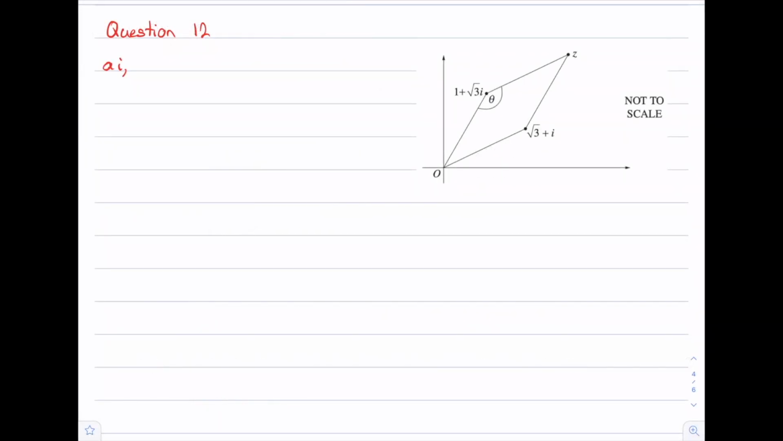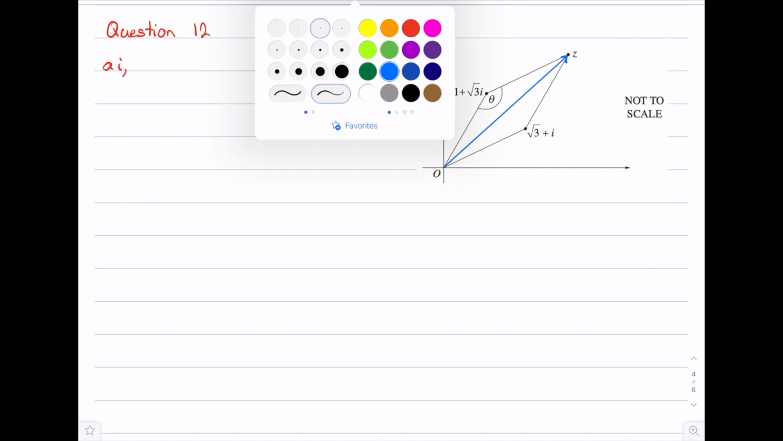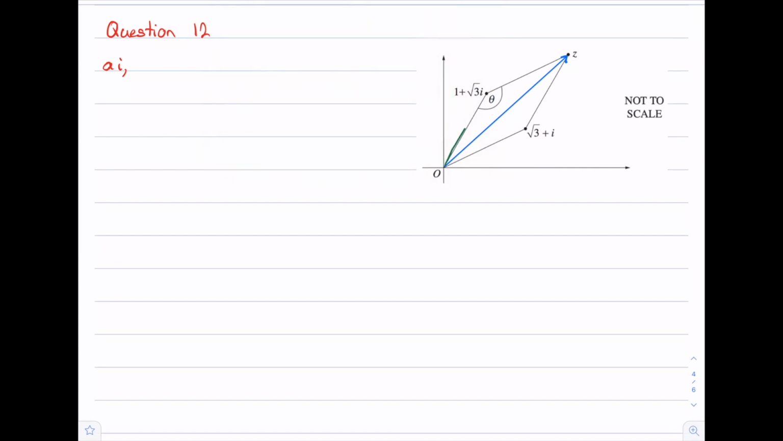So here's our diagram, and here's our point z, which is what we're trying to find. Now, for that point z, we can draw in its vector representation. So here is the vector representation of z, and we can see quite clearly that to get z, we're going to add up these two vectors. The first one here in green, that's going from the origin to 1 plus root 3i, so this is 1 plus root 3i.